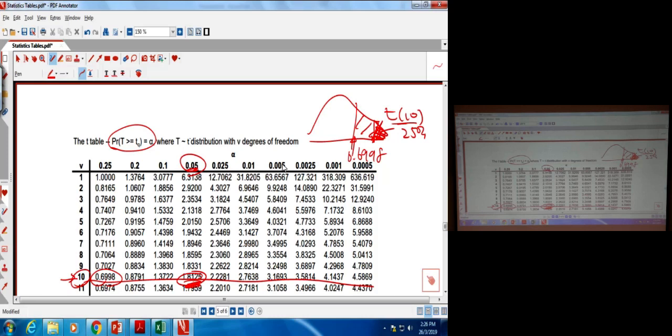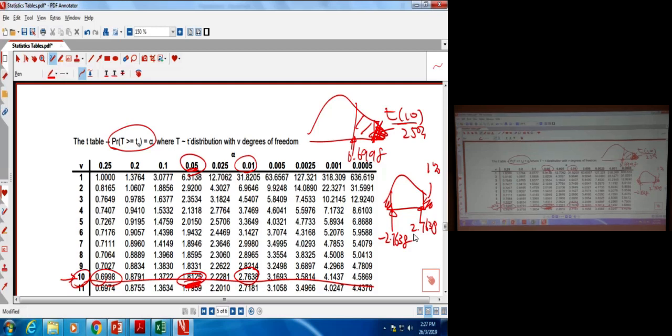But remember, the T distribution is symmetrical, so you just look for greater than 1%, which is this value, 2.7638. So in other words, the chance greater than 2.7638 is 1%. Therefore, a value less than which the chance is 1% should be minus 2.7638, because it's symmetrical about zero. All right?